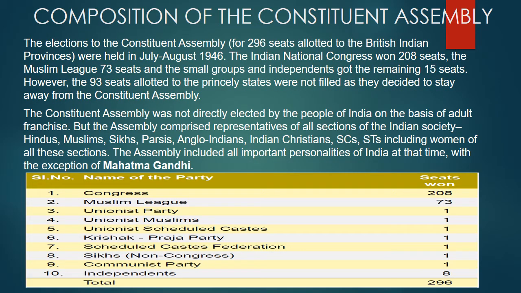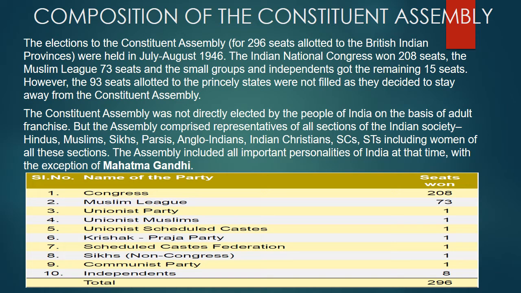Now, what was the composition of the Constituent Assembly? The election to the Constituent Assembly for 296 British India seats were held in July-August 1946. As expected, the Indian National Congress won 208 seats and the Muslim League won only 73 seats. And the small groups got the 15 remaining seats.